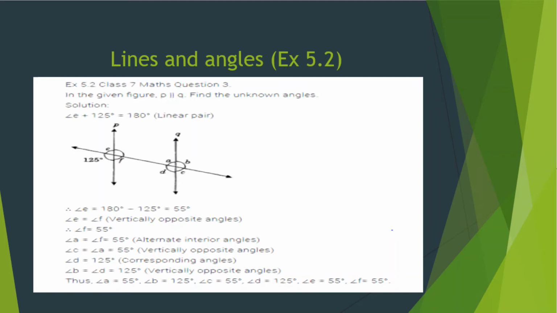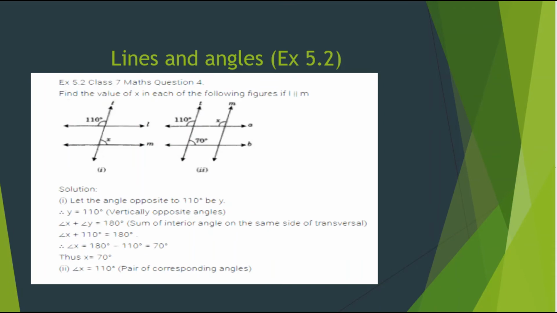A is equal to F is 55, alternate interior angles. Angle C is equal to angle A is 55, they are vertically opposite angles. So D is equal to 125, which is a corresponding angle. Angle B is equal to angle D is 125, vertically opposite angles. So angle A is 55, angle B 125, angle C 55, angle D 125, angle E is 55, and lastly angle F is also equal to 55. So we'll keep on writing the reasons and finding the angles.